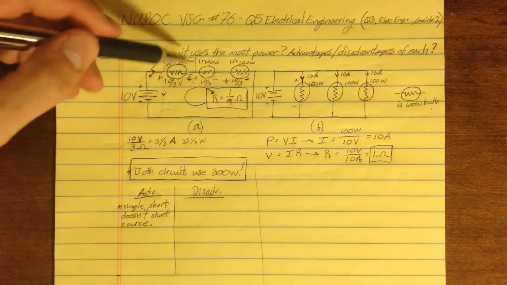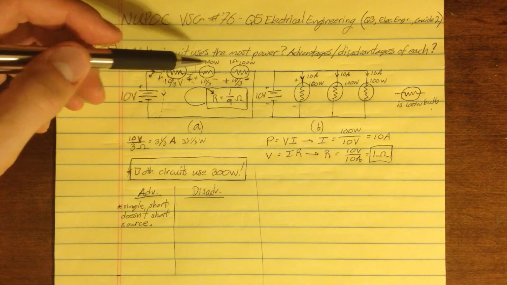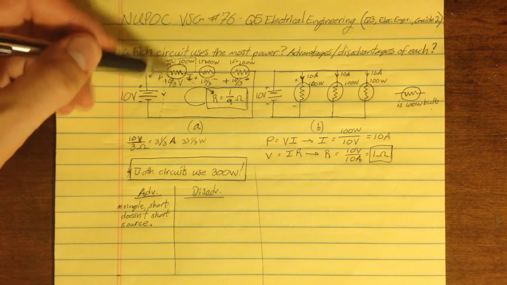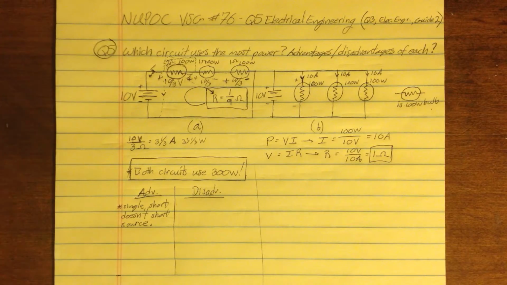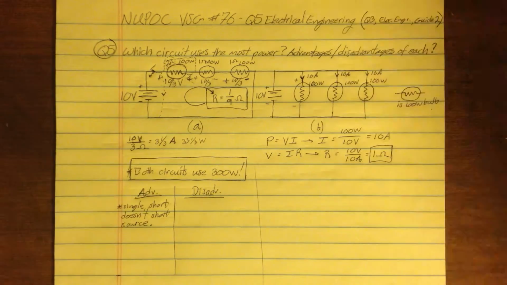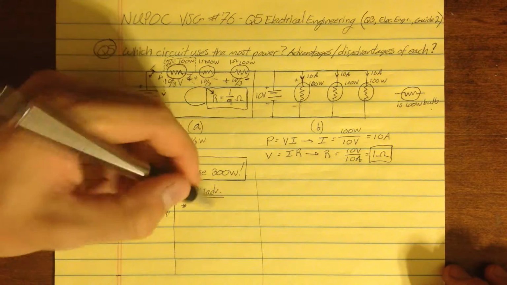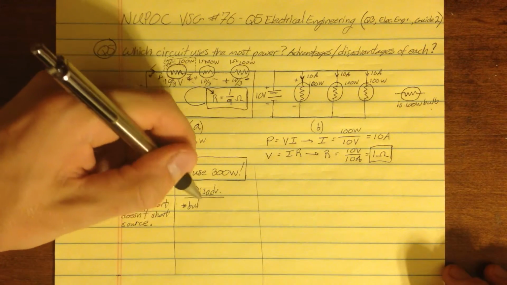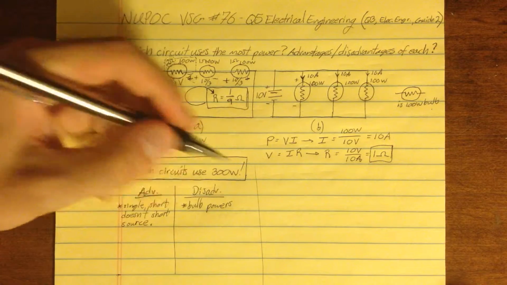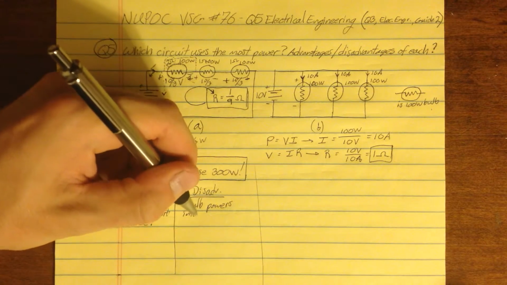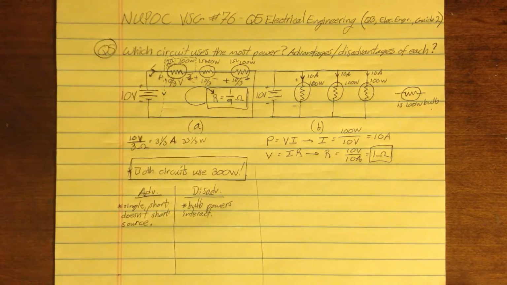So this one might be a little bit brighter and these might be a little bit dimmer, and if I change the power here, it's going to change the voltage seen across these resistors, and it's going to change how bright they are. So bulb powers, I guess, interact with each other is a good way to put it.